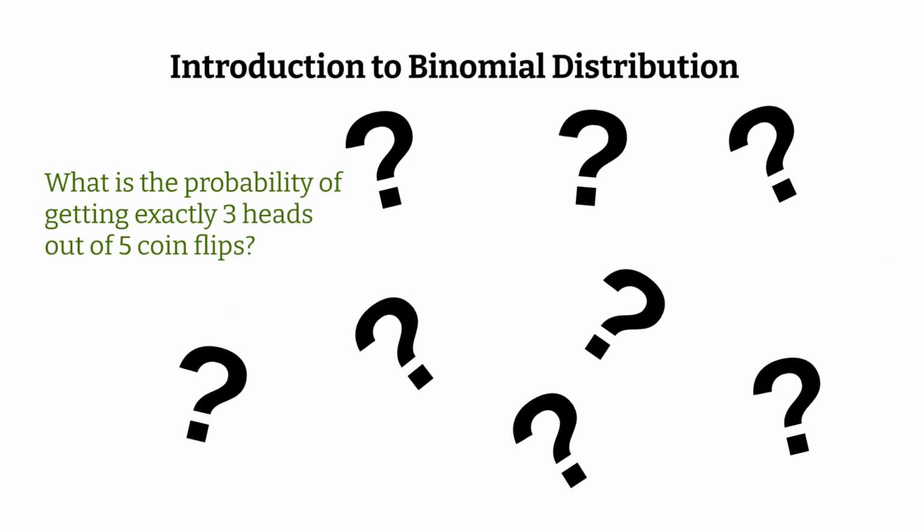Well, that's one approach, but it would take a long time, especially if we're talking about more complex scenarios, like flipping 10 coins or rolling 5 dice. The total number of outcomes grows quickly. This is where binomial distribution comes in. It helps us to figure out the probability of getting a certain number of successes, like heads, over a fixed number of trials, like the 5 coin flips, without having to list out every single possible outcome.